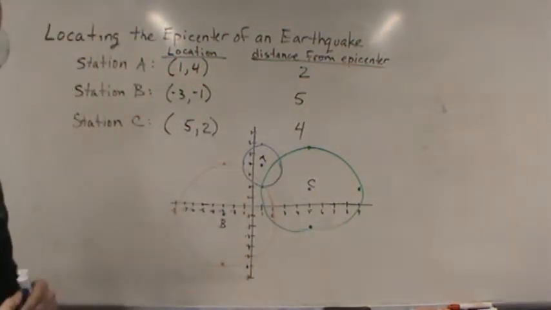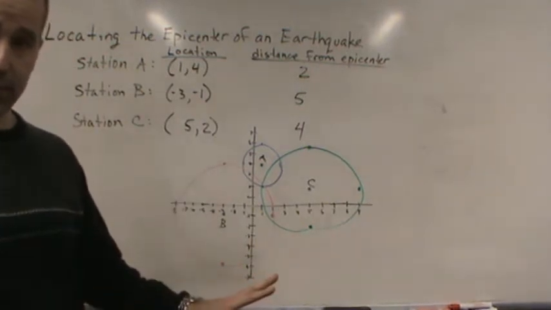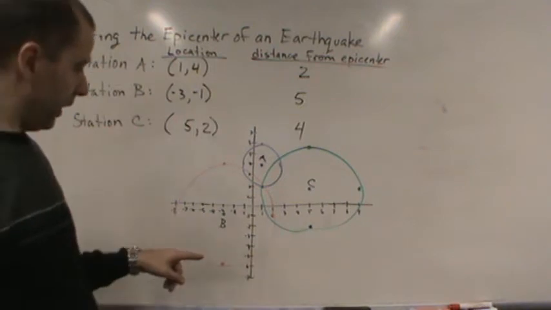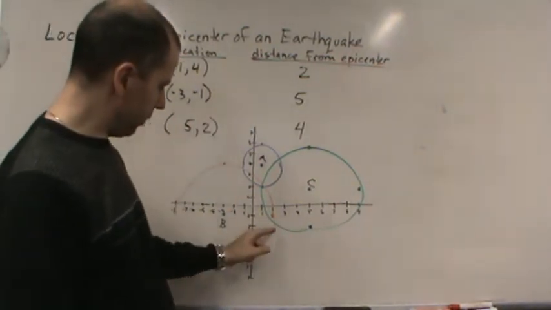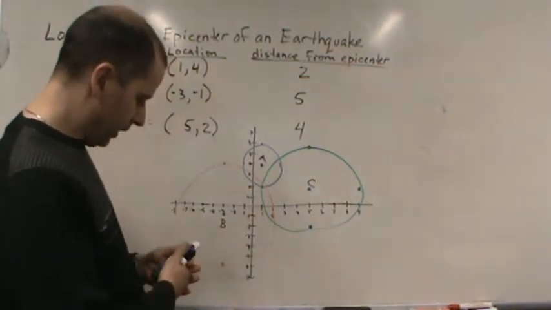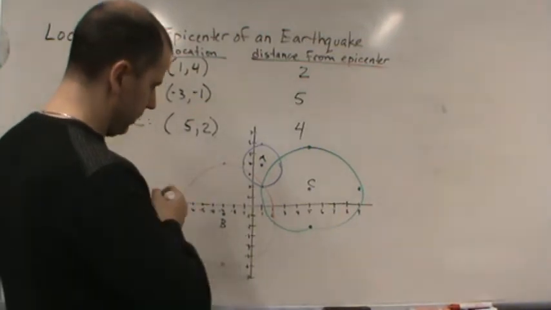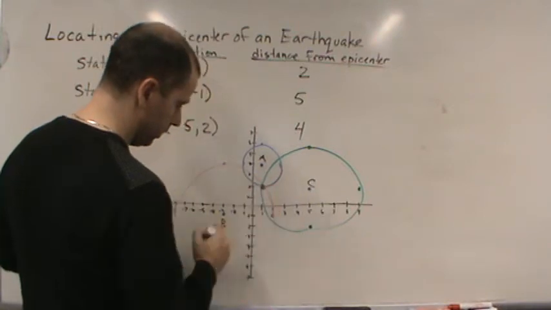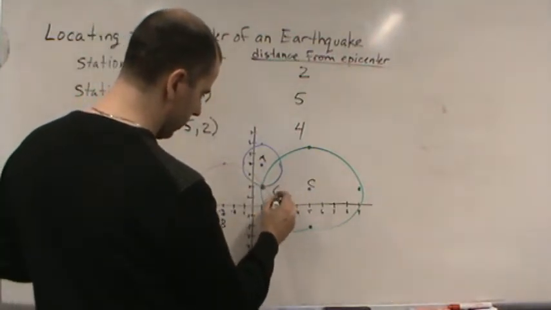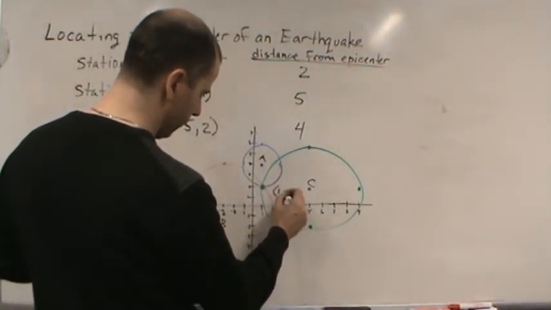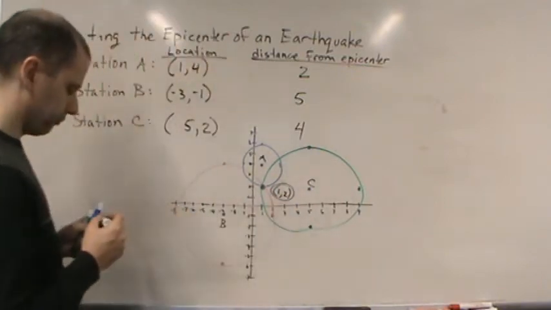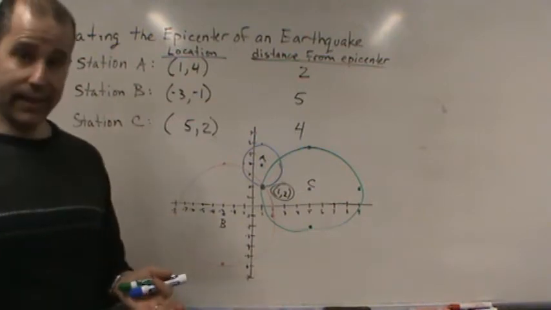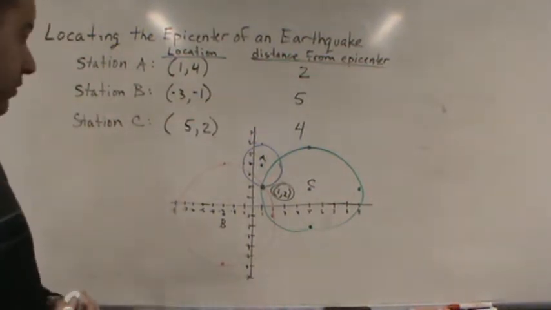And since we know that the epicenter has to be on the path of all three circles, all we have to do is look for where the three circles intersect. And they intersect right here. And so this is (1, 2). Now, let's show that it actually is (1, 2).